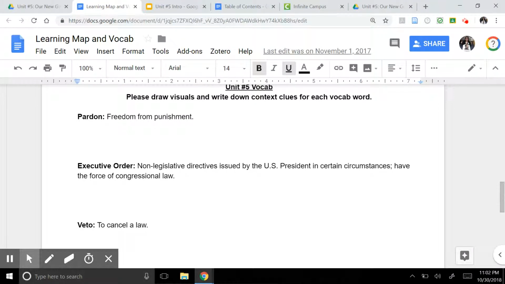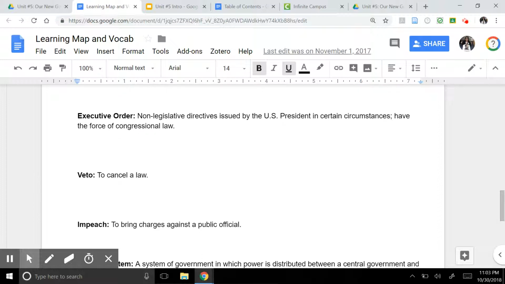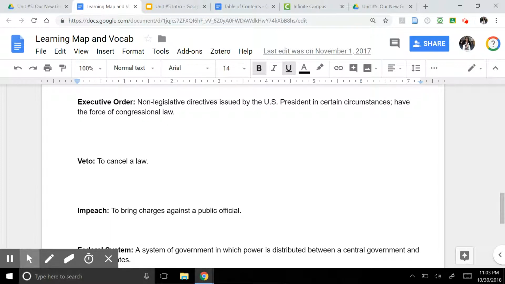So if we look, we have pardon. This is freedom from punishment. Executive order is a non-legislative directive that's issued by the president, and it has the force of congressional law. So basically, this allows the president to sign laws when needed by kind of bypassing Congress. And we'll look more at this tomorrow and how this is used. You have some presidents who really like to use executive order and they maybe abuse it to some extent, and then others who don't. They're very hands off. Again, we'll take a closer look at this tomorrow, and you'll even get a peek at it on Friday.